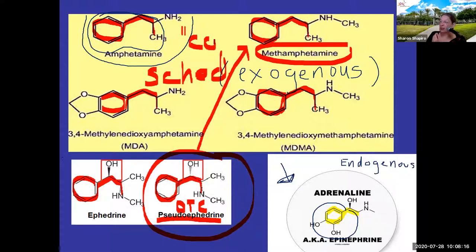They used to call it, they would cook it, like they were cooking their crystal meth. What they were doing was taking the pseudoephedrine and converting it to methamphetamine.